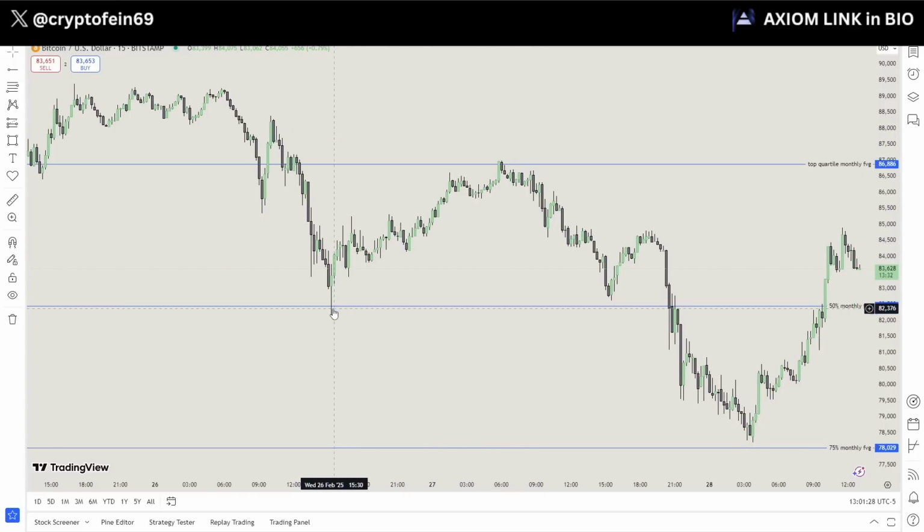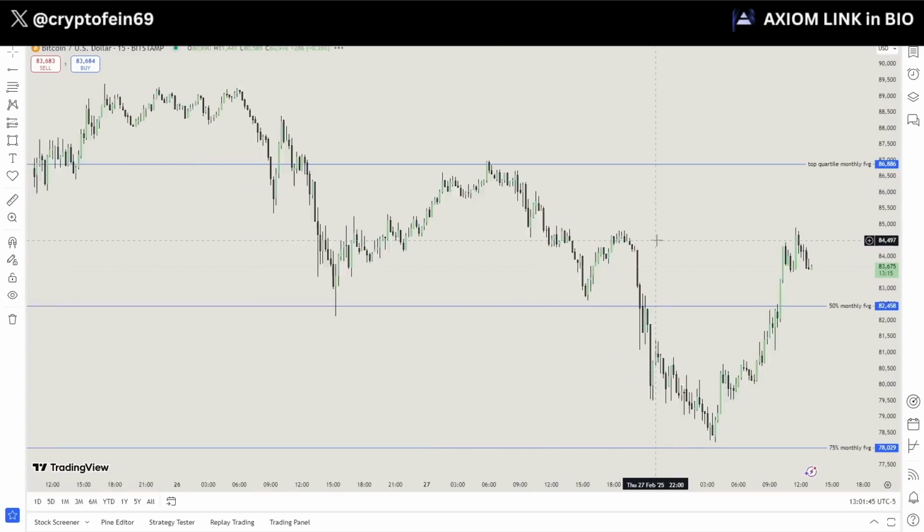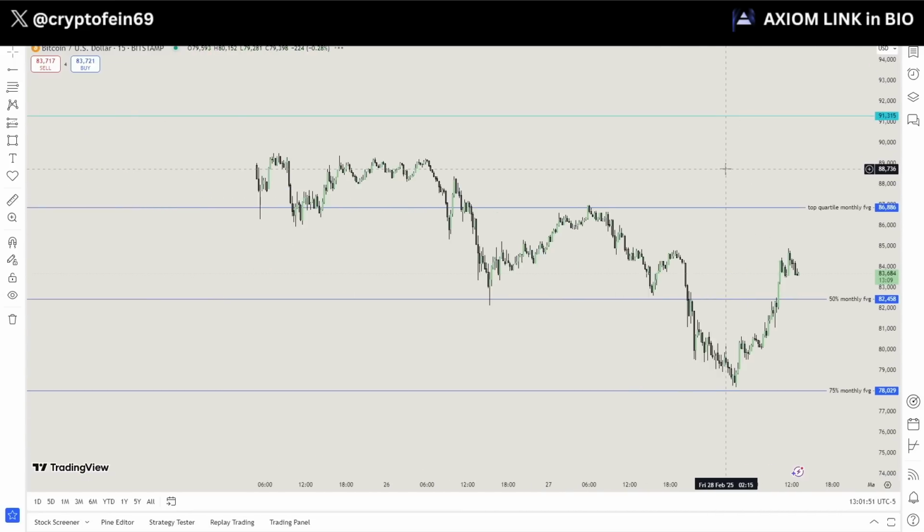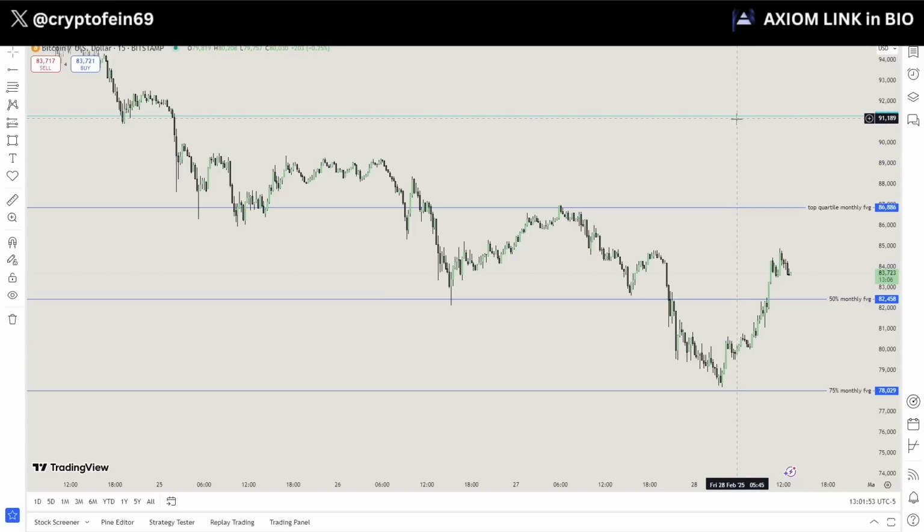Guess what? Now it redelivers from 82K all the way back to 87K. Guess what? Wow. It came into the top 25%, top quartile of the monthly FVG, fair value gap, and efficiency. Guess what? It rejects. Oh, back down. Right? And honestly, you could even do the midpoints of these. So you could do the 50% of these if you really want to get crazy with it. Right? So you could do the 50% of the 91 to 86 and do the 50%.